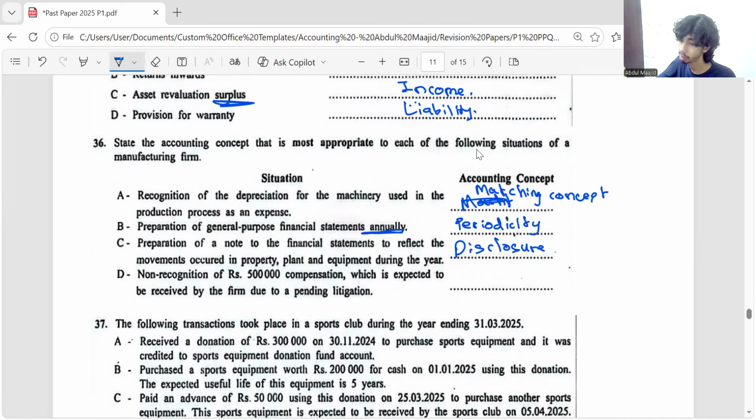Disclosure concept. D. Non-recognition of 500,000 compensation which is expected to be received by a firm due to pending litigation. We have filed a case against someone and they are saying expected to receive 500,000, not sure. So that is based on the prudence concept. Prudence concept is saying not to overstate your income or asset. So that's based on the prudence concept.